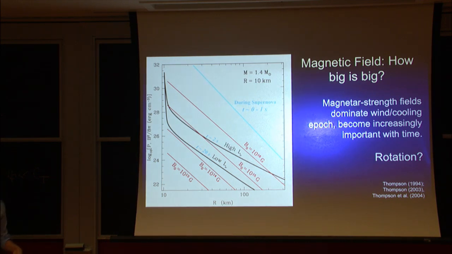And why is that important? Because we observe 10 to the 14 Gauss magnetic fields in nature. We have very good evidence to support 10 to the 14 Gauss fields or larger on the surfaces of some neutron stars.